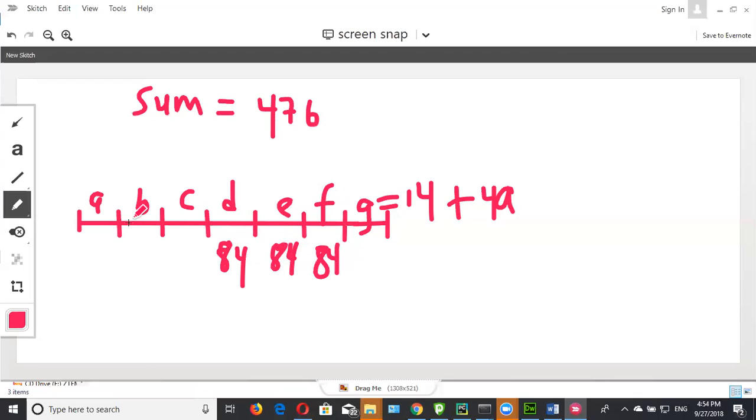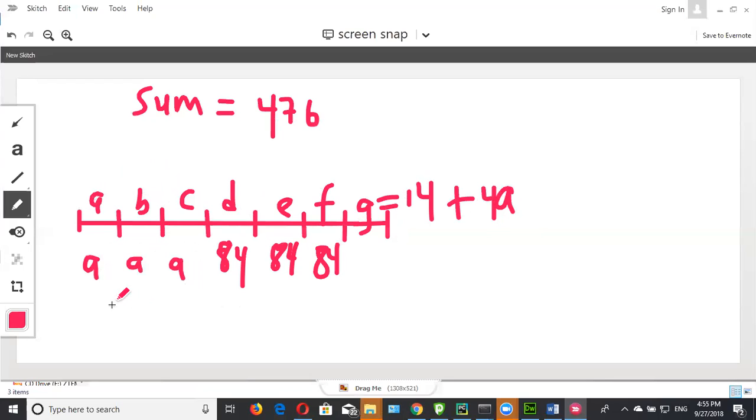Because there's a restriction in our relationship between G and A, we cannot make A 1, because that would make G 14 plus 4, which is 18, but that's not the largest. So A has to be some value. We just don't know what it is, so we just let it be A for now. And B, on the other hand, how small can B be? Well, it can be as small as A. And the same thing goes for C.